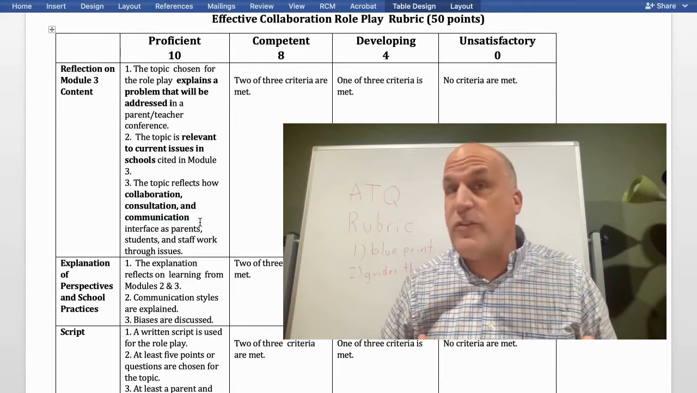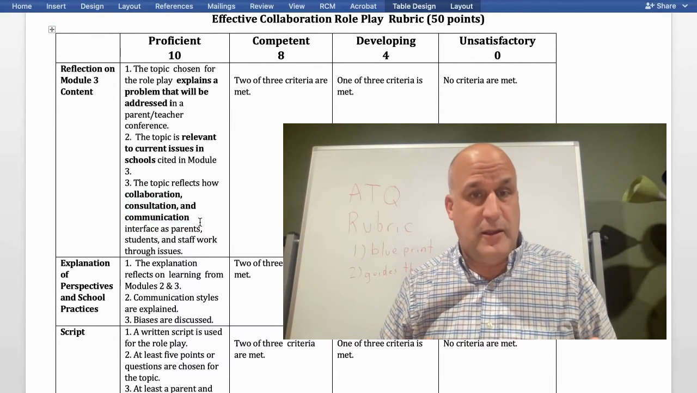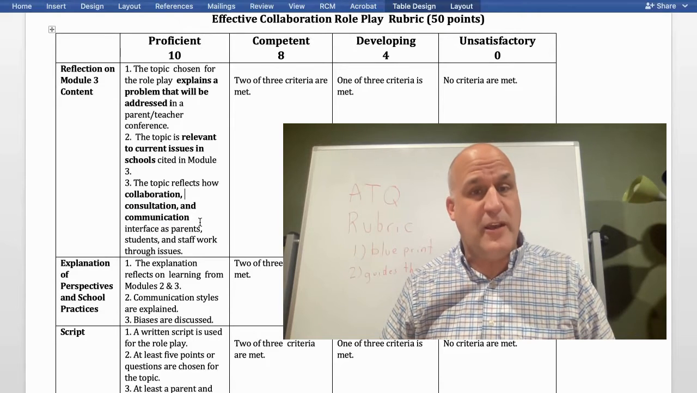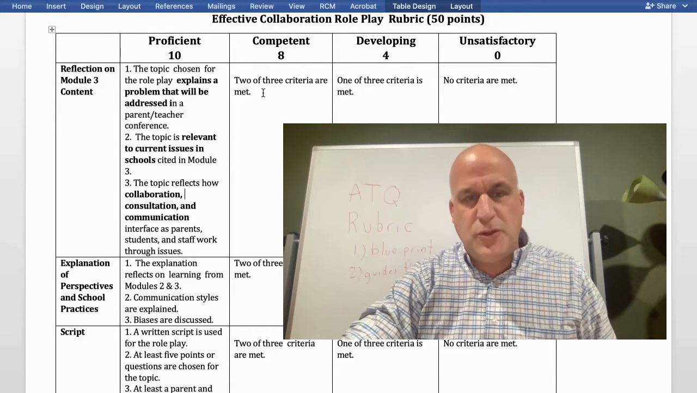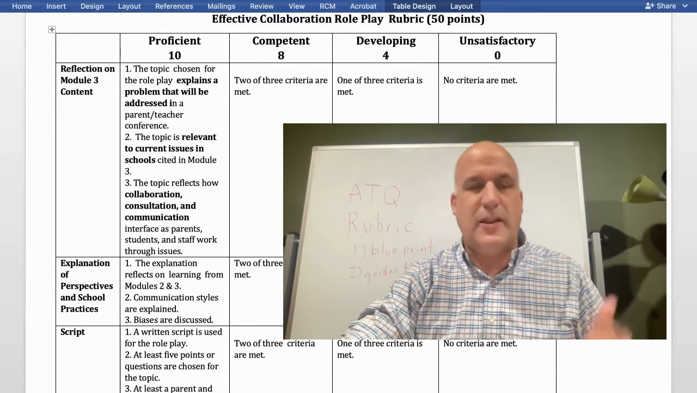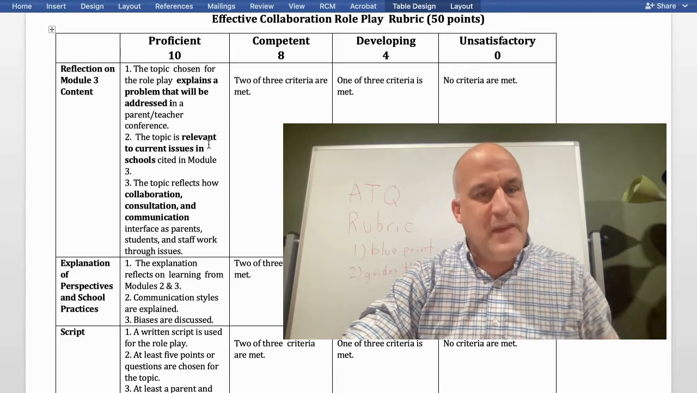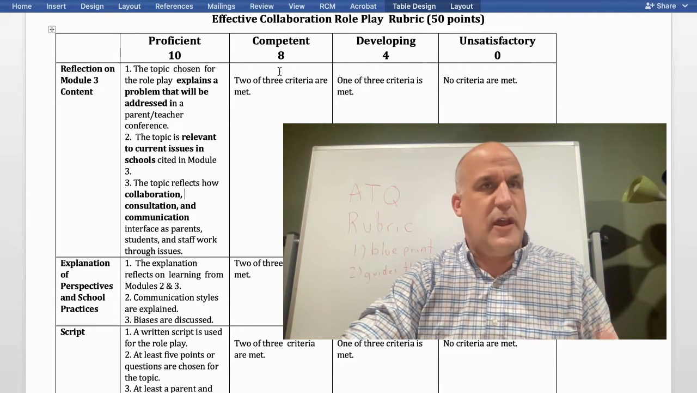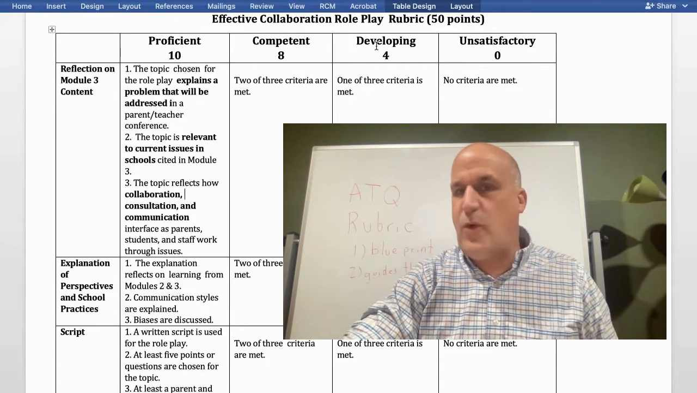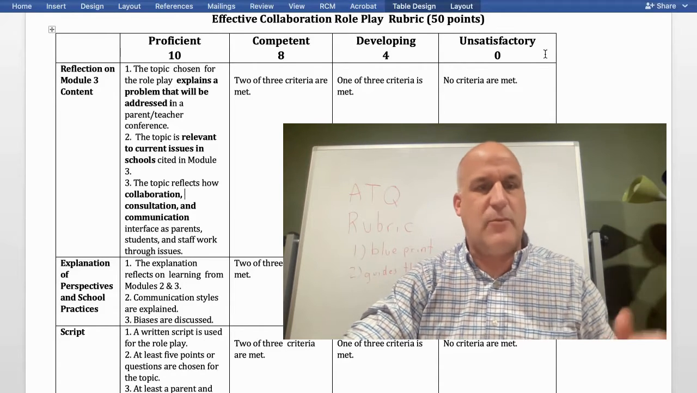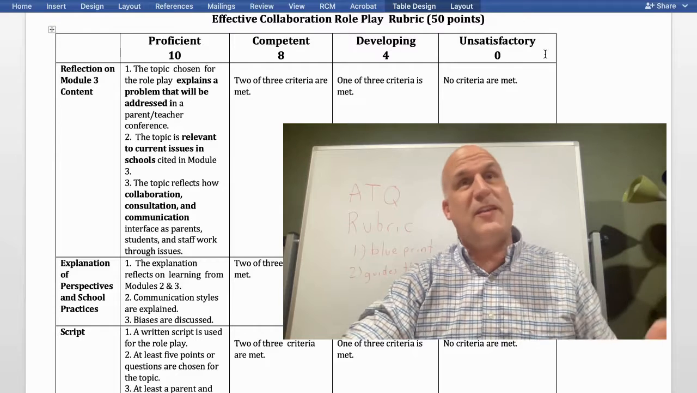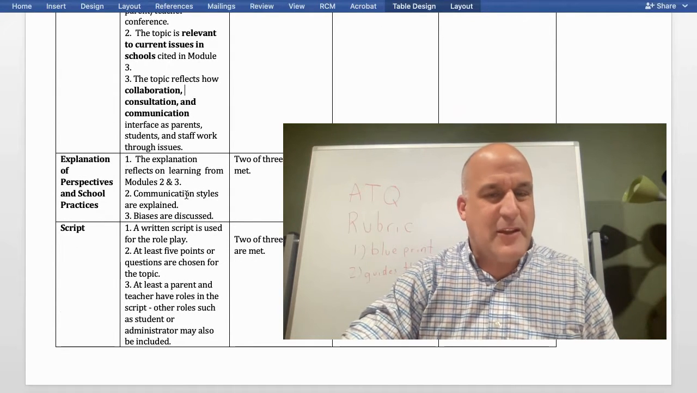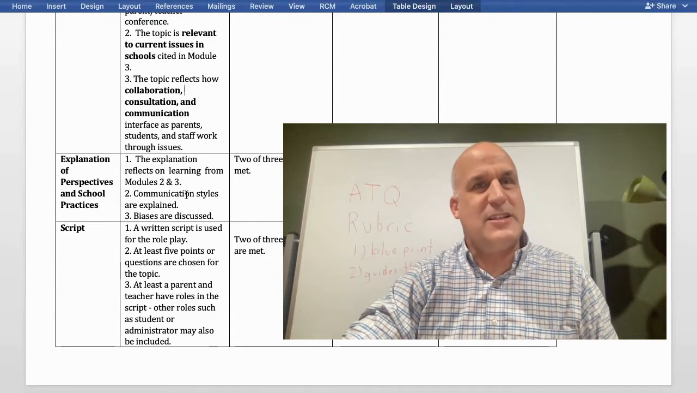If they've done all of those things competently, then I have no choice but to give them a 10 because they follow what it is. When you get down to these other things, only 2 of the 3 criteria met, 1, none. So that's what happens: when you're missing things, I have no choice but to take you down and score. So this goes down to an 8 if you're missing 1, 4 if you're missing 2, 0 if you're missing them all. So if you skip an entire section, if you don't have an explanation of perspectives, that's a 0 out of 10.